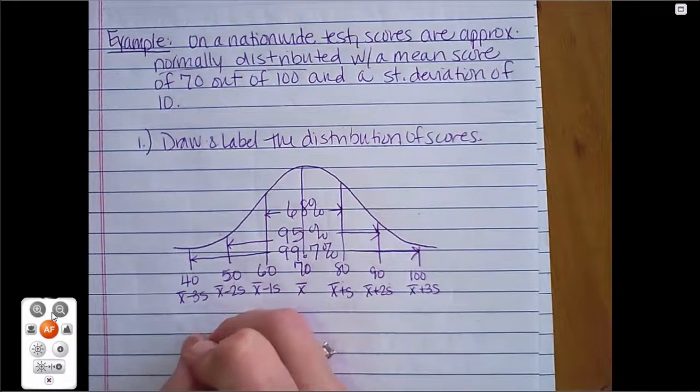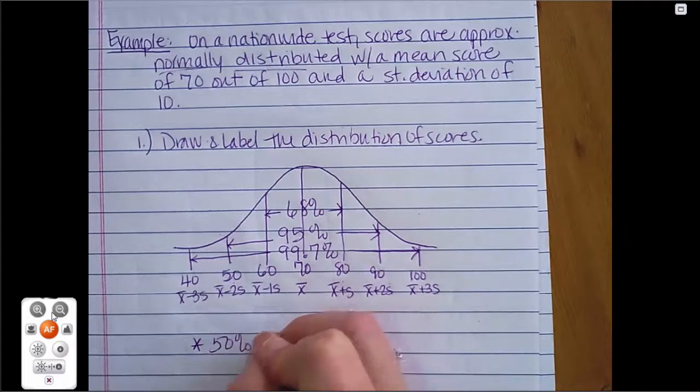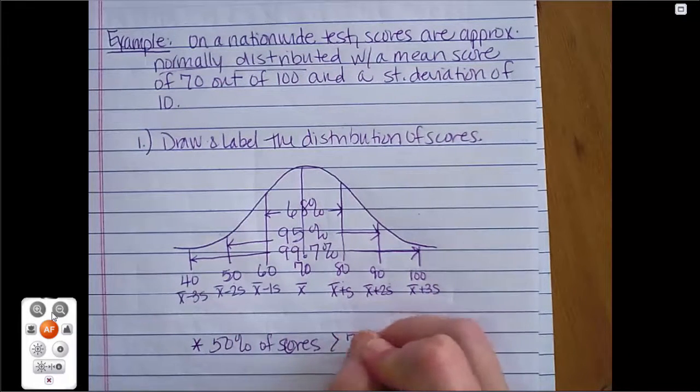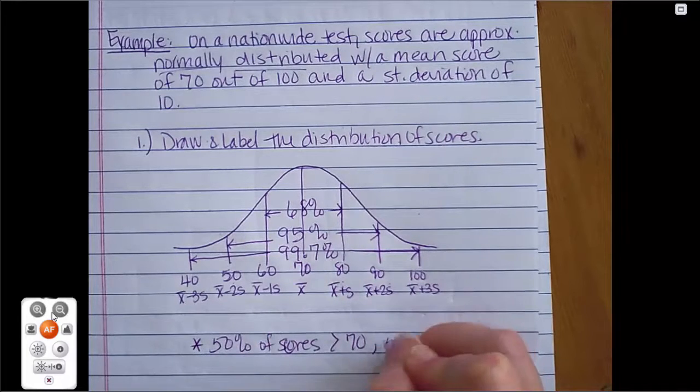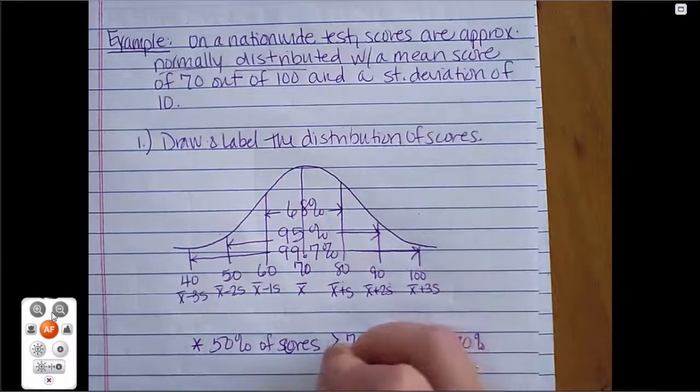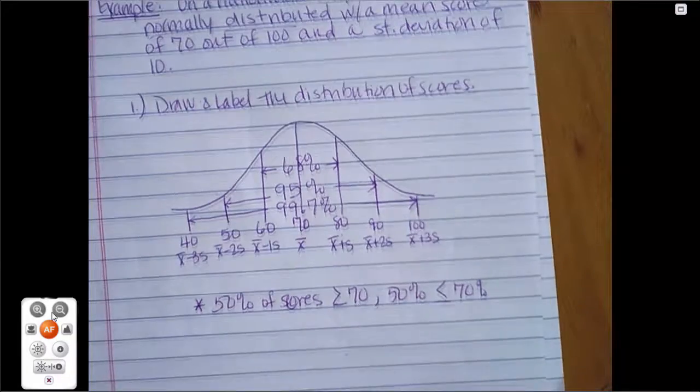So things we want to notice: 50% of scores are greater than 70, 50% are less than 70, and some at 70. We can say greater than or equal to at this point.